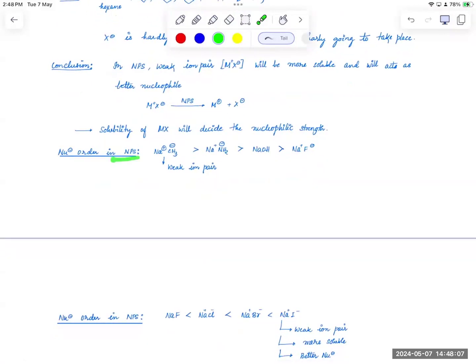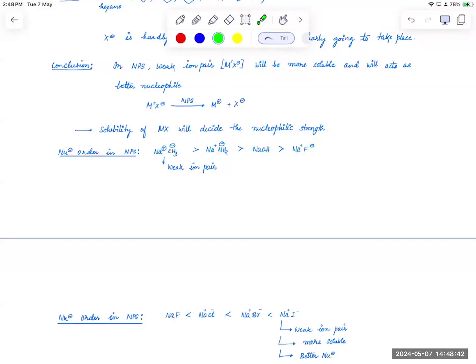Now, nucleophilic order in non-polar solvent, if you notice that, the one which has a weak ion pair will act like a better nucleophile. So for example, Na plus and CH3 minus. Na plus and CH3 minus will have a weaker ionic bond. So if it has a weaker ionic bond, that will dissolve more easily. Even in the non-polar solvent, it will dissolve. So Na plus and CH3 minus. Then Na plus and NH2 minus. NaOH and Na plus and F minus.